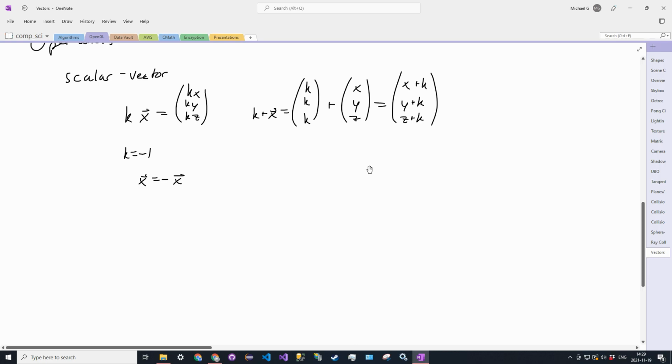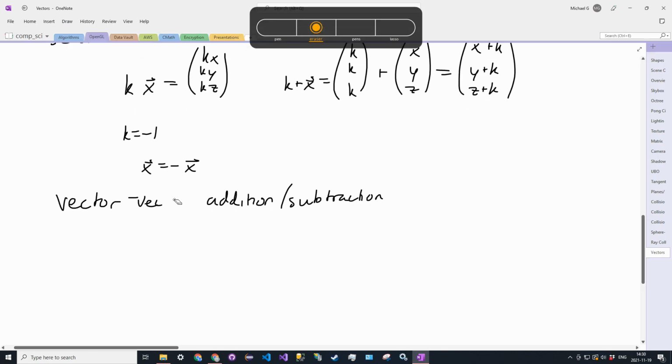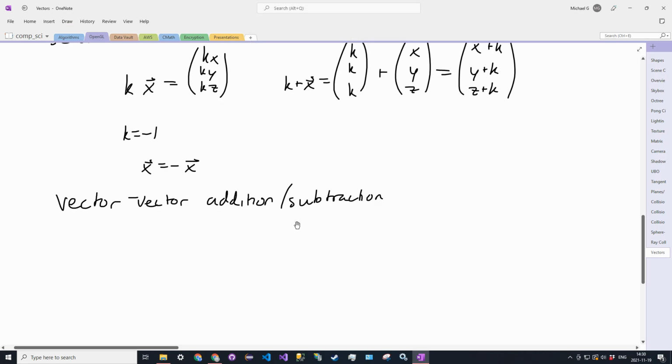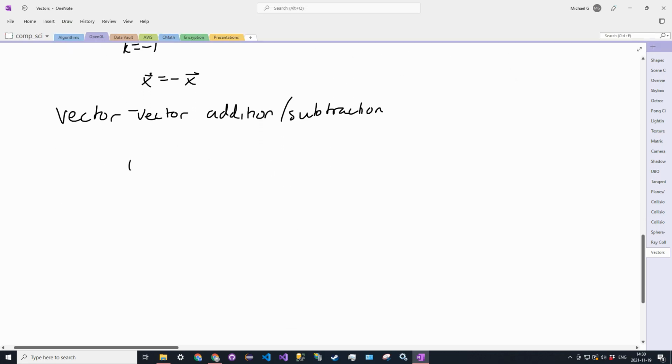Now, what can you do with these vectors? Well, if you want to do vector-vector stuff, we can do vector addition and subtraction. Let me just rewrite this better. So let's say we have vectors u, which is equal to x1 and y1. I'm just going to do 2D for simplicity. And w is equal to x2 and y2.